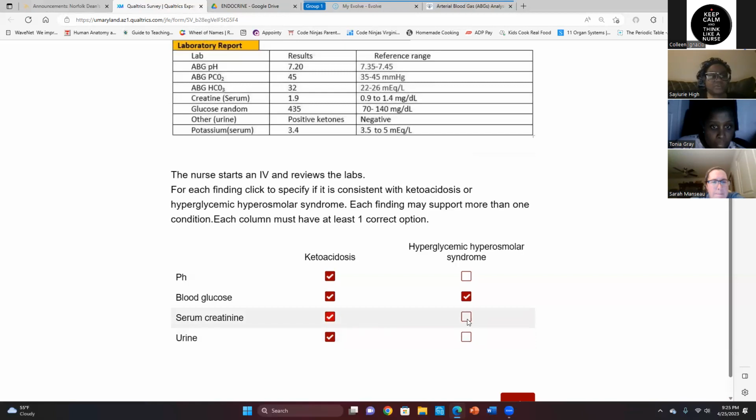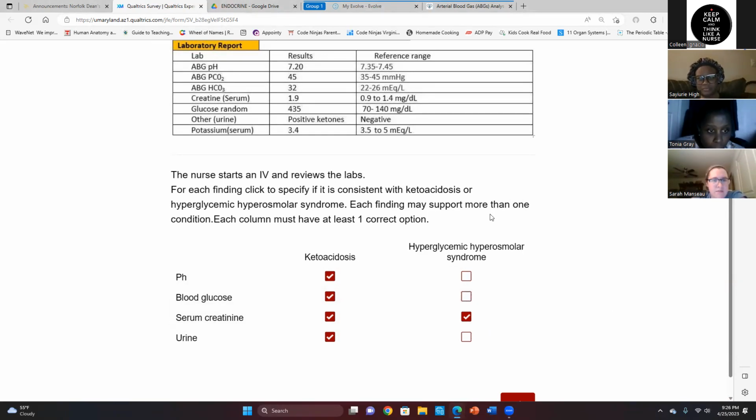Okay, so I'm not sure about creatinine. So for ketoacidosis, all of these should be selected, right? So that part is correct. And is the serum creatinine for both or no? It is, and it's not the blood glucose for HHS.